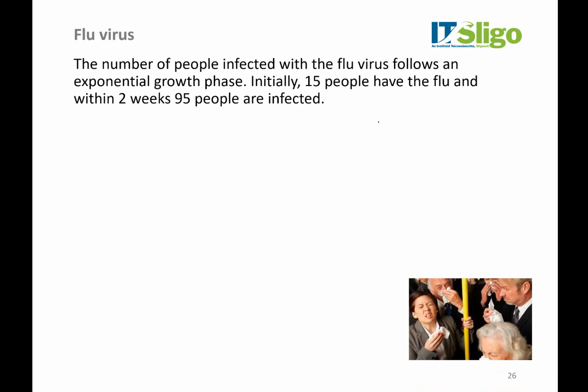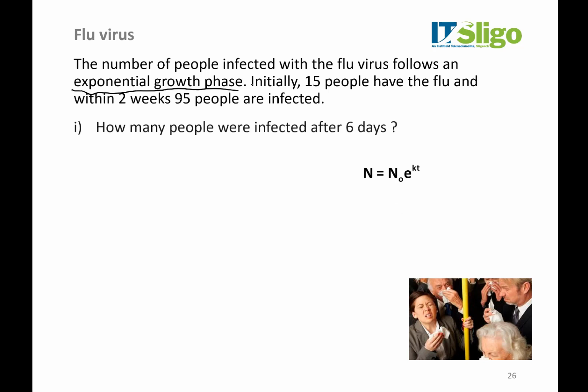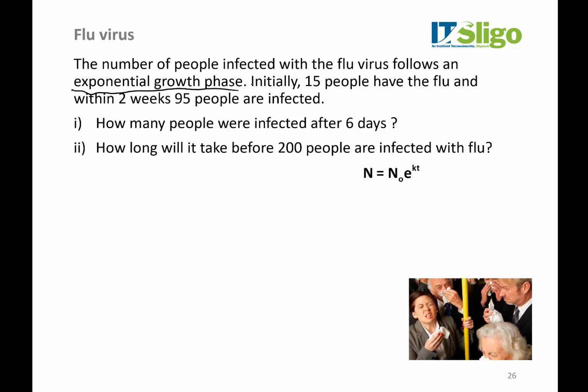Now we're just going to take a look at an example where 15 people had the flu and then 2 weeks later 95 people were infected. So we're told it's exponential, so it's governed by the exponential growth function here. How many people are infected after 6 days? And how long will it take before 200 people are infected?